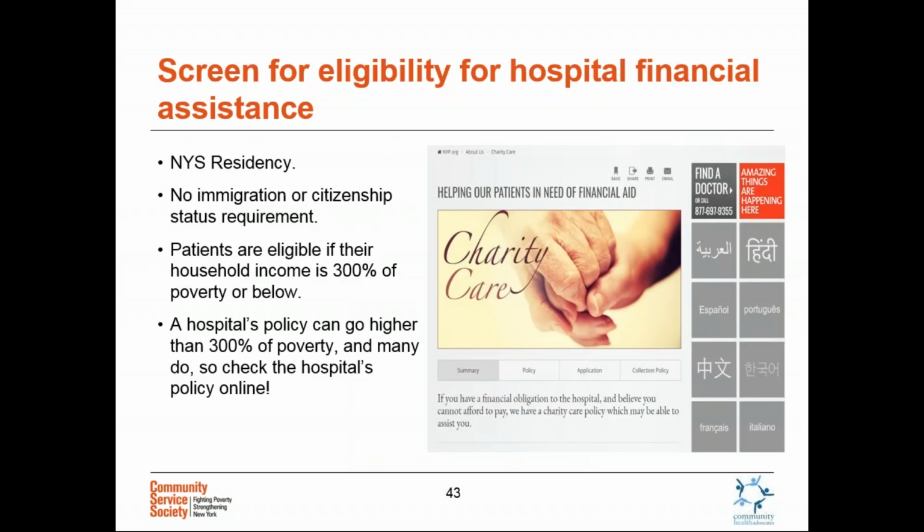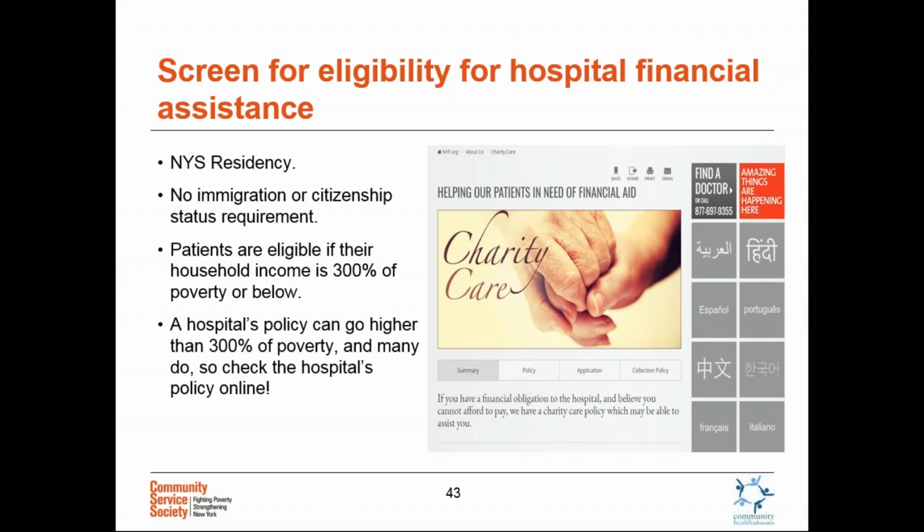When you have a hospital billing case and you think that hospital financial assistance might apply, you should screen your client for eligibility. So you'd want to verify New York State residency. Remember that there is no immigration or citizenship status requirement under the hospital financial assistance law, so you don't need to prove that they're a U.S. citizen or even that they're documented at all.